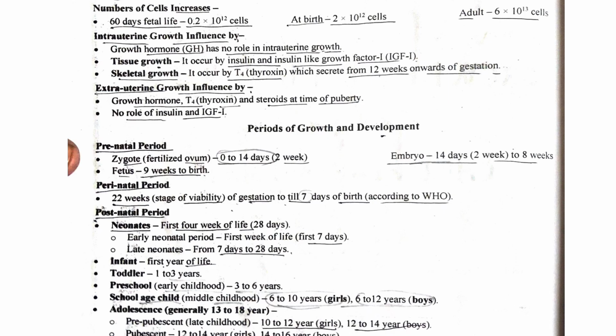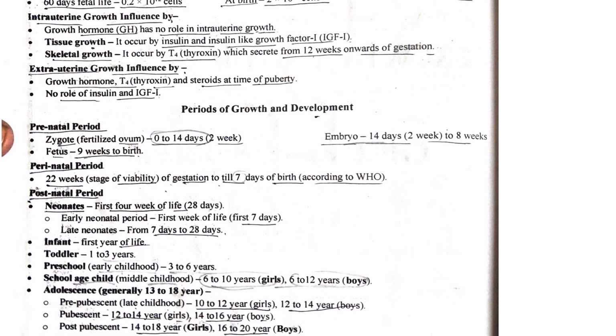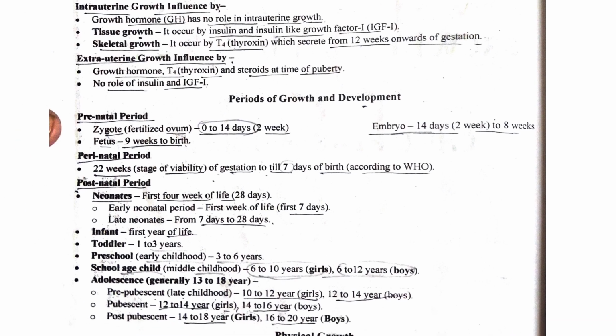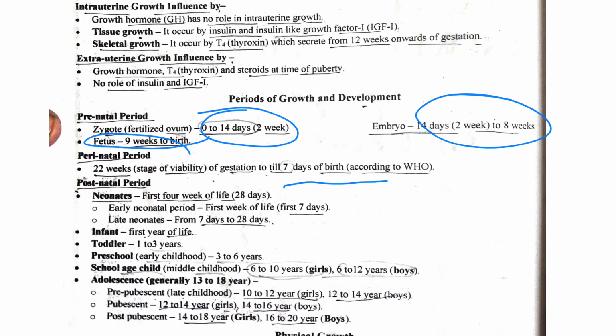Next, periods of growth and development. The prenatal period: in that, zygote, the fertilized ovum, 0 to 14 days, 2 weeks. Embryo, 2 weeks to 8 weeks. Next, fetus, 9 weeks to birth. Perinatal period, from 22 weeks, the stage of viability of gestation, till 7 days after birth, according to WHO.